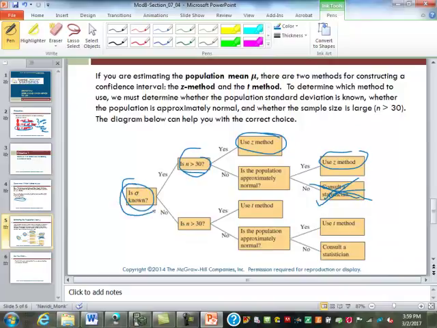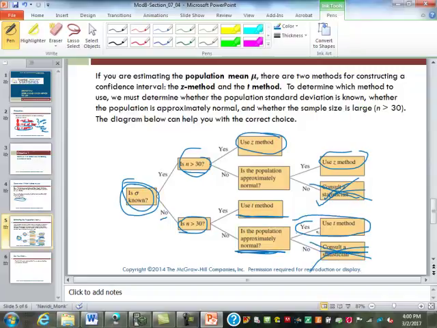If the standard deviation of the population is not known, so if that's no, that we don't know it, same question. Is the sample size greater than 30? If it is, we use the t method. If the sample size is not greater than 30, well, is the population approximately normal? If yes, we still use the t method. If no, we can't do it.